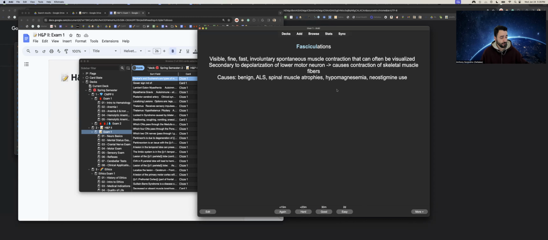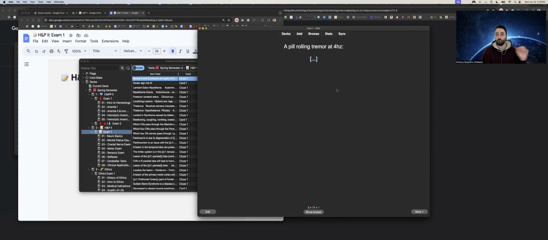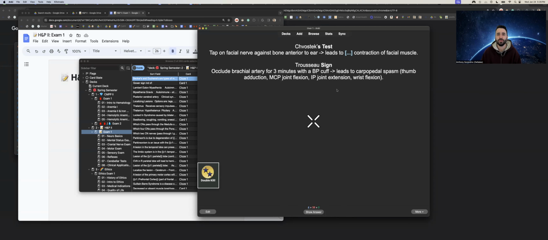Sure. A pill rolling tremor at 4 hertz. Do we remember anything about 4? No, but I think pill rolling is Parkinsonian. It is. And it's usually unilateral. I think that's just like this. So you would count in 10 seconds and divide by 6. So I would do this, what, 24 times in 10 seconds? That's pretty fast. 1, 2, 3. It's like 2.4 a second, right? Whatever.